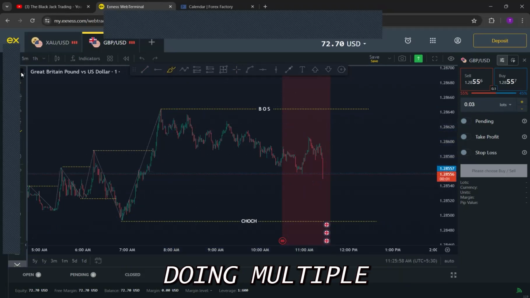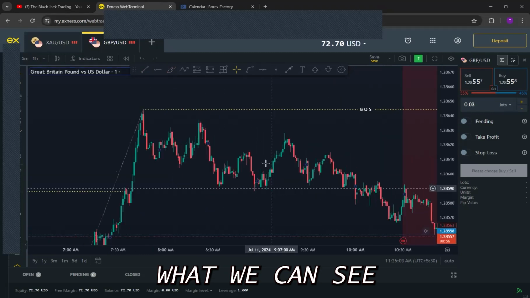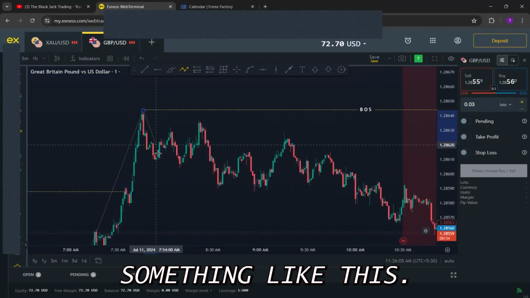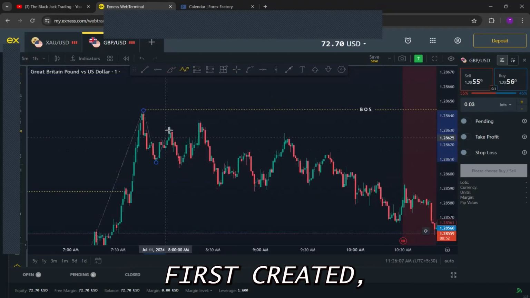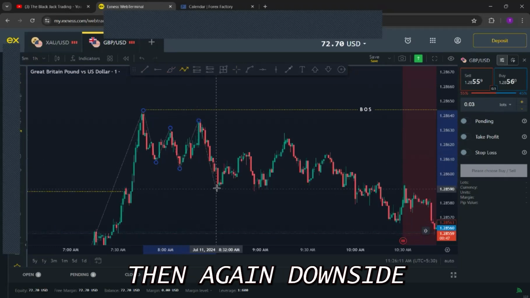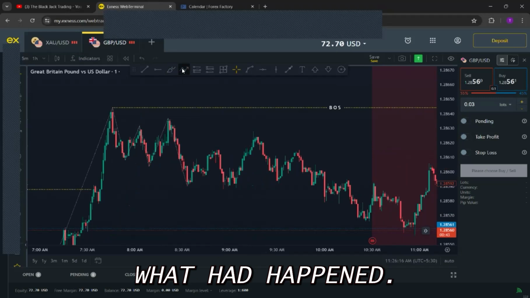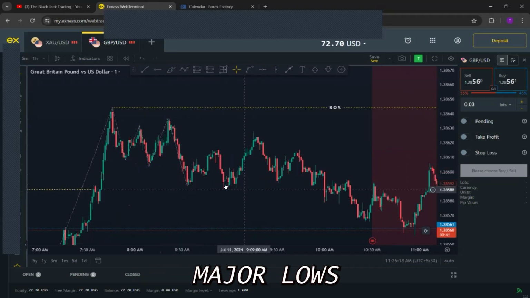So we are doing multiple time frame analysis within the same time frame itself. From here, what we can see is the market moves something like this. Internally, the price first created a support, went up, then created another downside, created upside, then again downside. So first the price consolidated between highs and lows, and then finally what did happen? Market started creating major lows and major highs.